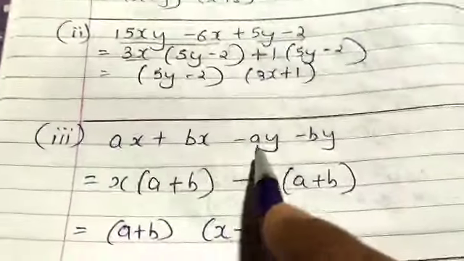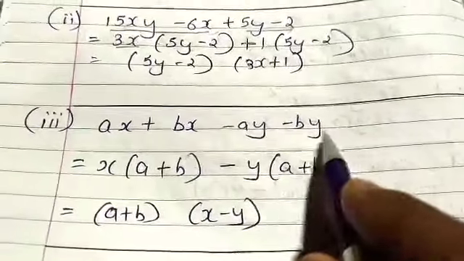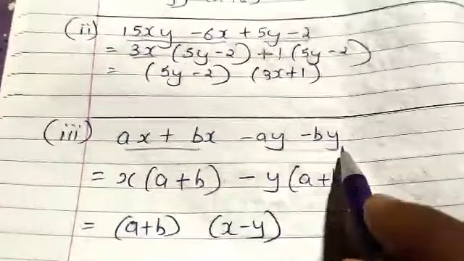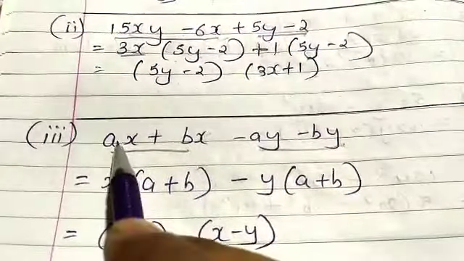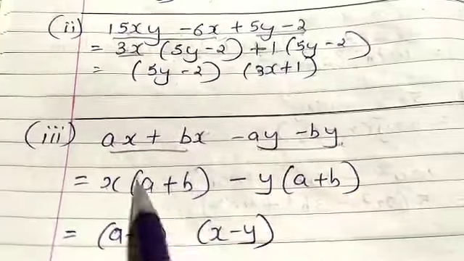Now the next one, ax plus bx minus ay minus by. Now try to make a pair in this way. Then try to find the common, that is x is common, and whatever the uncommon term, write in a bracket, a plus b.